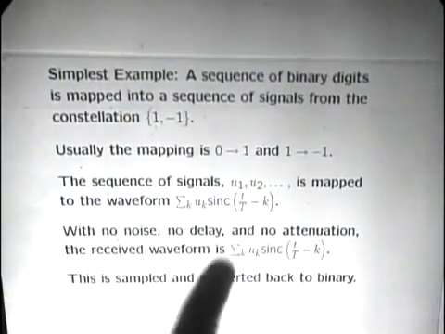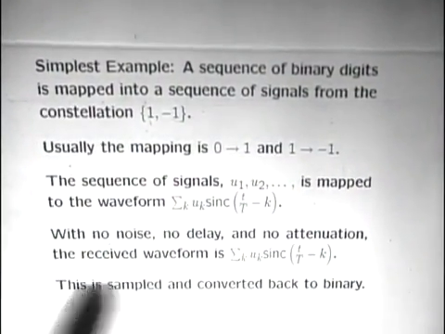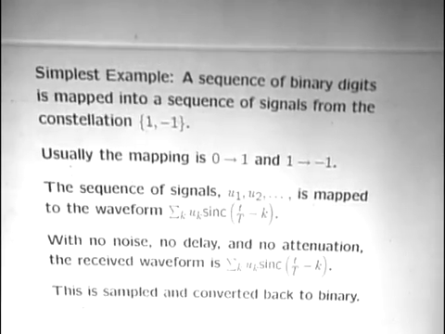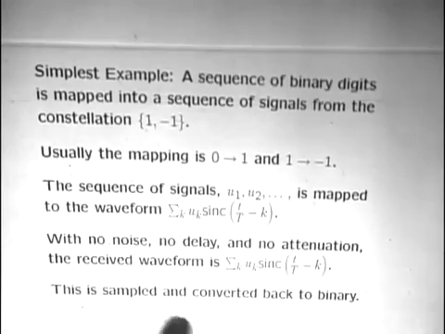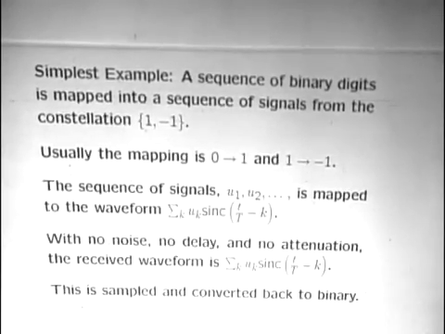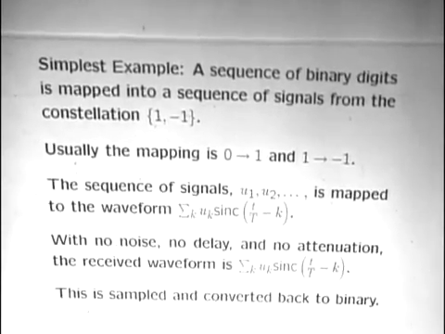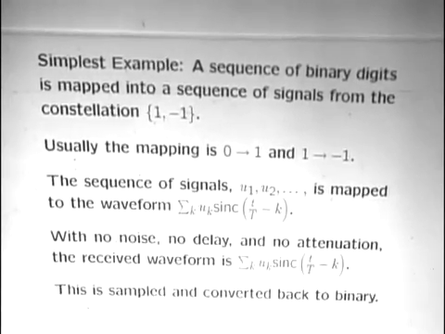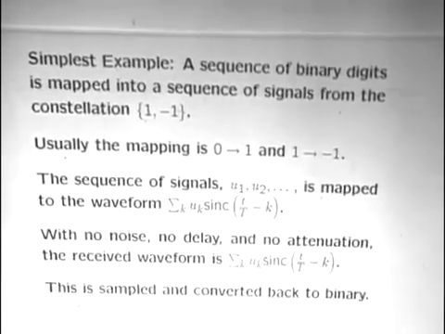Okay, if you have no noise, no delay, and no attenuation, the received waveform is going to be the same as the transmitted waveform. And then what you would like to do is to sample that and convert it back to binary. So that's what the receiving side of this trivial system is doing. Now, why can you ignore attenuation? Anybody have any idea why we might want to ignore attenuation?